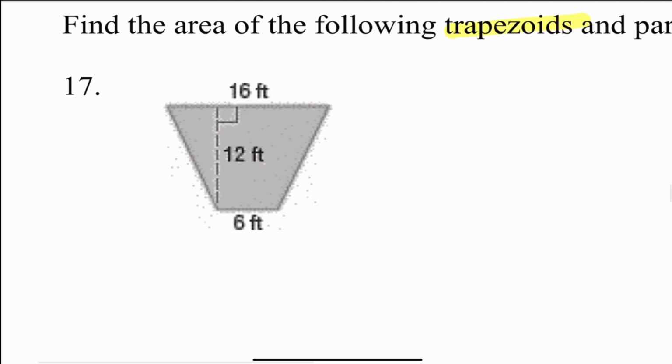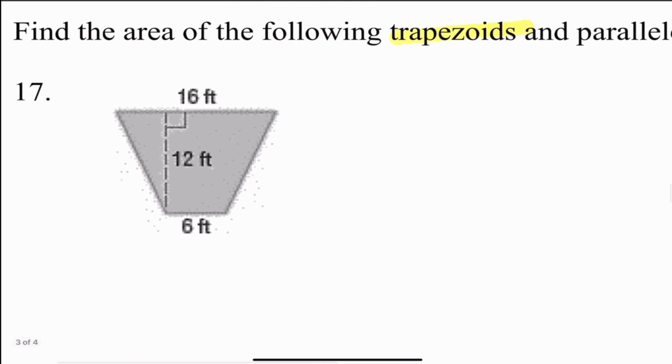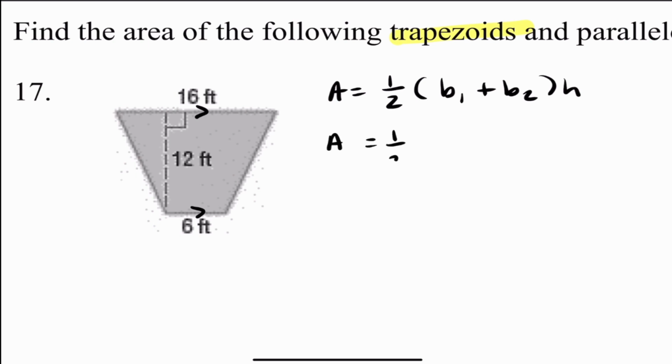So, 17. Remember the formula. It's going to be A equals 1/2 the quantity B1 plus B2 times the height. So the parallel sides are your bases, and the height should be perpendicular to the two bases here. So it's A equals 1/2 of 16 plus 6 multiplied by the height, which is 12. And your answer is A equals 132 square feet.